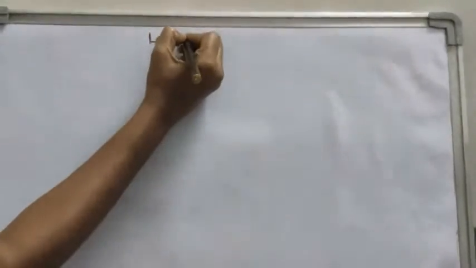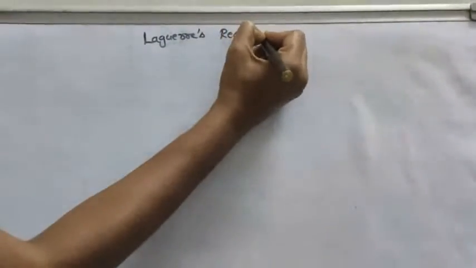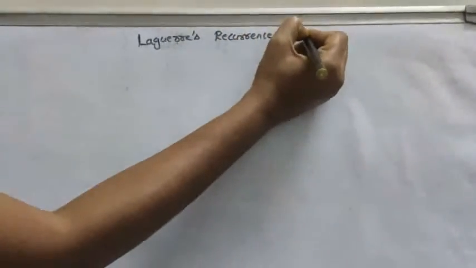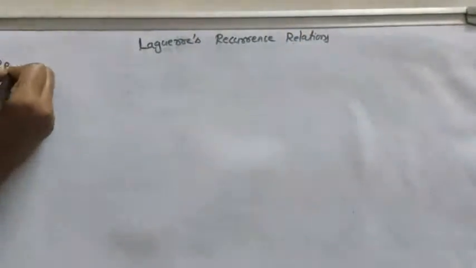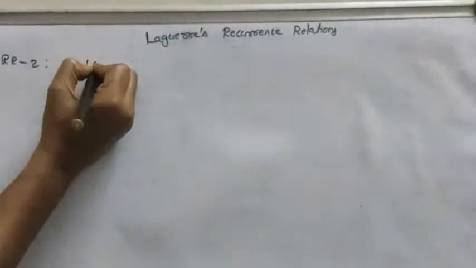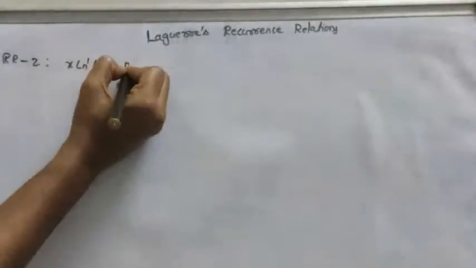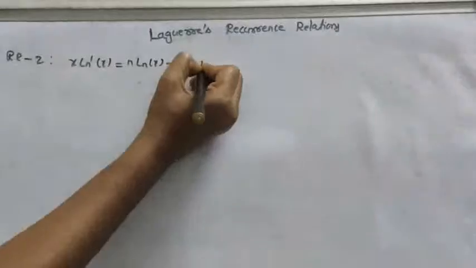Good morning, students. We are in recurrence relations. Today we are going to solve Laguerre's recurrence relation 2. Recurrence relation 2 is given by x Ln dash of x is equal to n Ln of x minus n Ln minus 1 of x.